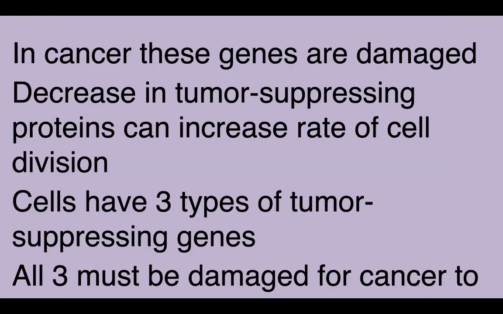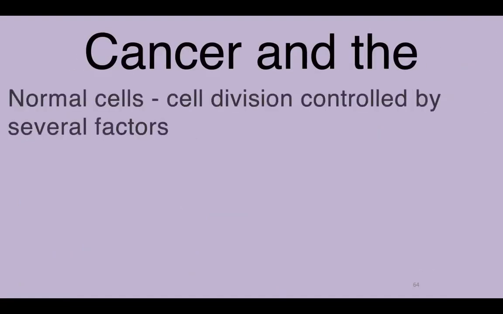So if someone does have cancer, then the tumor suppressor genes are going to be damaged. So the decrease in tumor suppressing proteins can increase the rate of cell division. Cells have 3 types of tumor suppressor genes, and all 3 have to be damaged in order for cancer to occur. So again, so many different factors and circumstances. Maybe you have a mutation in one of the 3 that's not going to result in cancer. Maybe you have a mutation in all 3 that still doesn't necessarily mean that you're going to develop cancer.